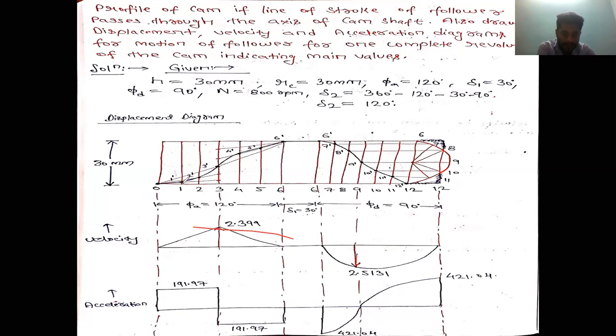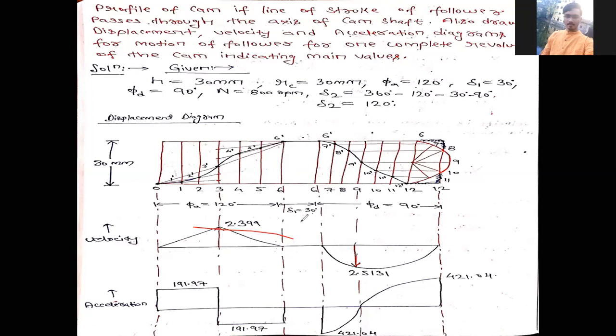Yes or no? And the intersection point of this vertical line 1 and this inclined line 1 will be your point 1 dash. Similarly, the intersection point of this vertical line 2 and this inclined line 2 will be your point 2 dash. Likewise, you will get 3 dash, 4 dash, 5 dash, 6 dash. Yes or no?